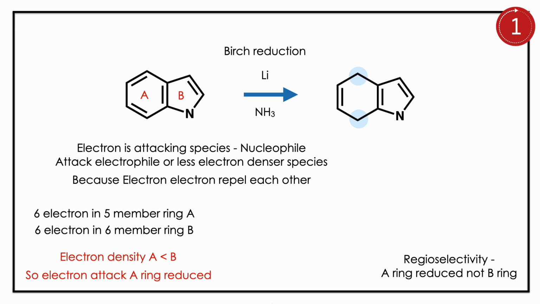So the electron density of A is lesser than B, so it will be considered electron deficient. Since the attacking species is a nucleophile, it only attacks the less electron-dense ring. The electron density of A is less. Reduction happens in the 1,4 fashion. You have the final product. Here two selectivities are there: the choice is between A and B. The A ring is reduced, not the B ring.